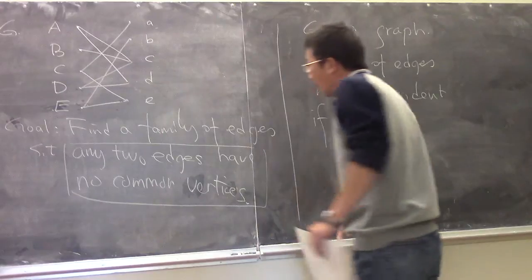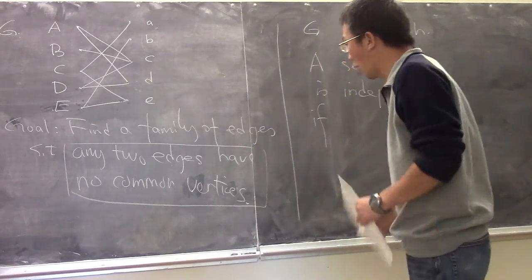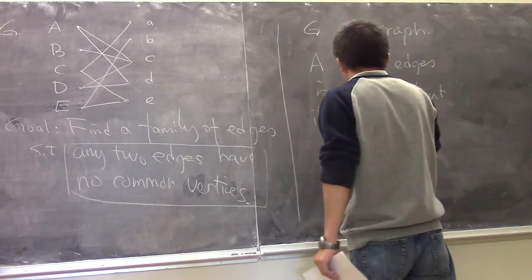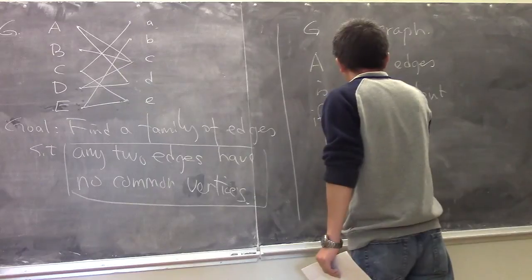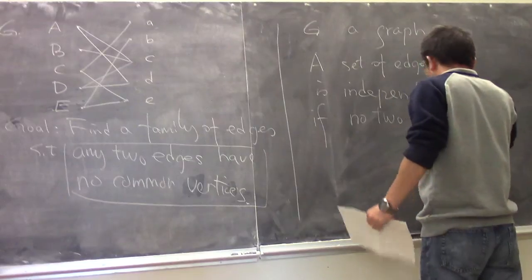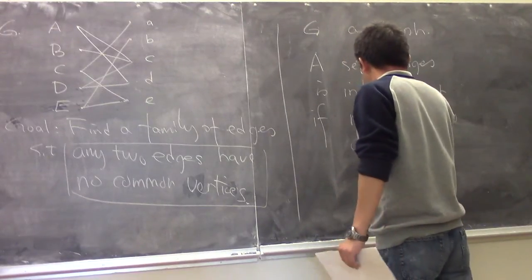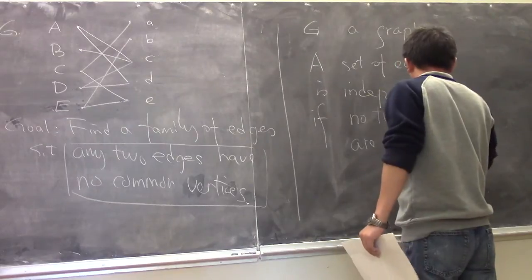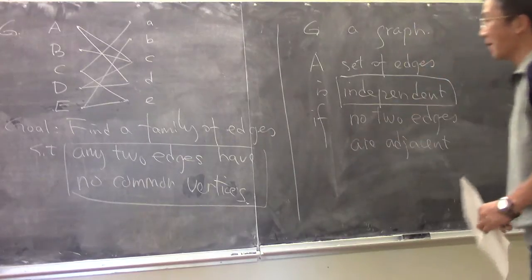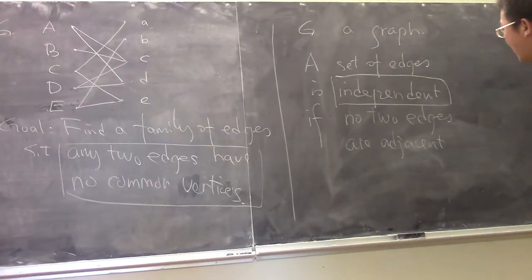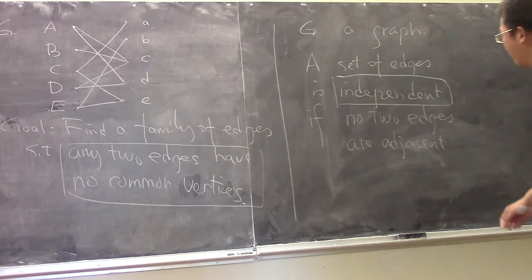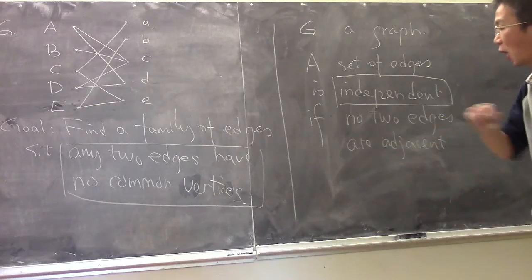If no two edges share one common vertex, right? So in the language of a graph, that's exactly corresponding to no two edges are adjacent. So that's the name of independent. Independent means there will be no two edges that are adjacent. They are going to share the common vertices, right?